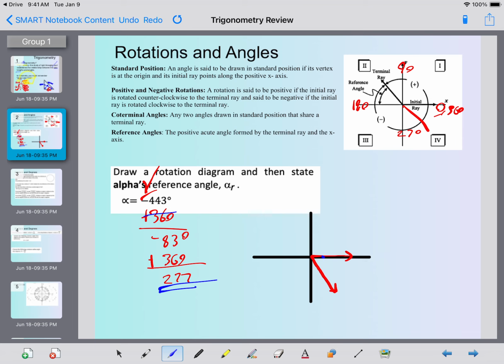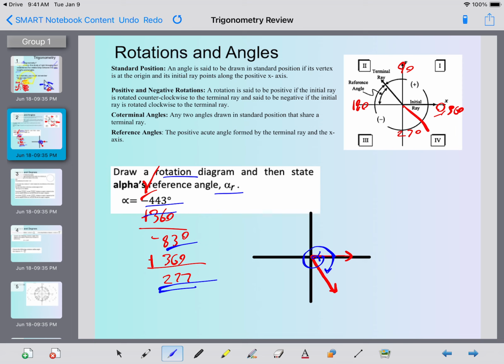We start from the initial ray. Because it's negative, we're going to go clockwise. We go around 360. Then we're going to have to go another 83 degrees, right? So that angle that we just drew, the rotation diagram, was for negative 443 degrees. So that's actually alpha, what we just drew.